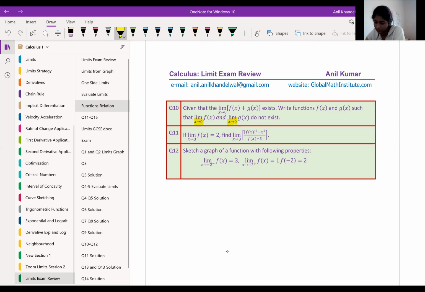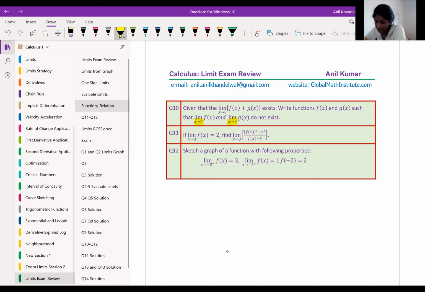Now, next question, question number 11. How are you going to do it? If the limit as x approaches 3 of f of x equals 2, find the limit as x approaches 3 of f of x cubed minus x squared over f of x minus 5. How will you do this question?